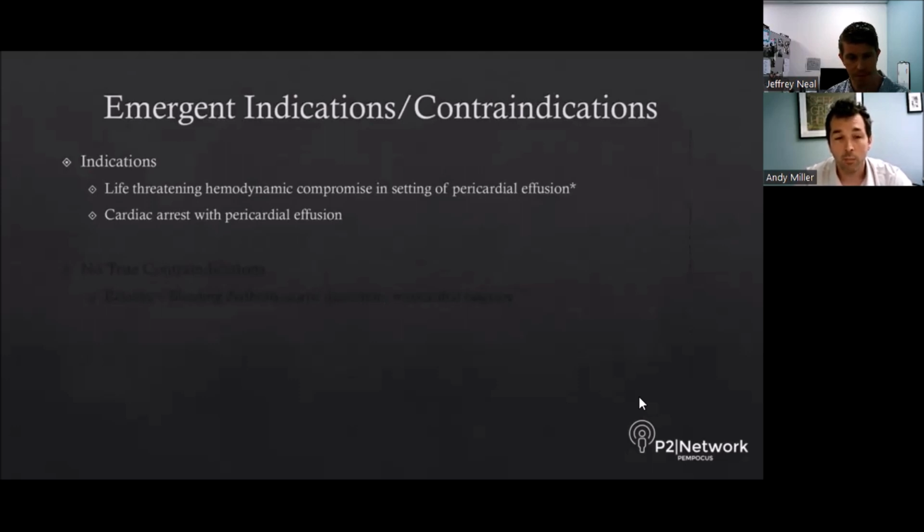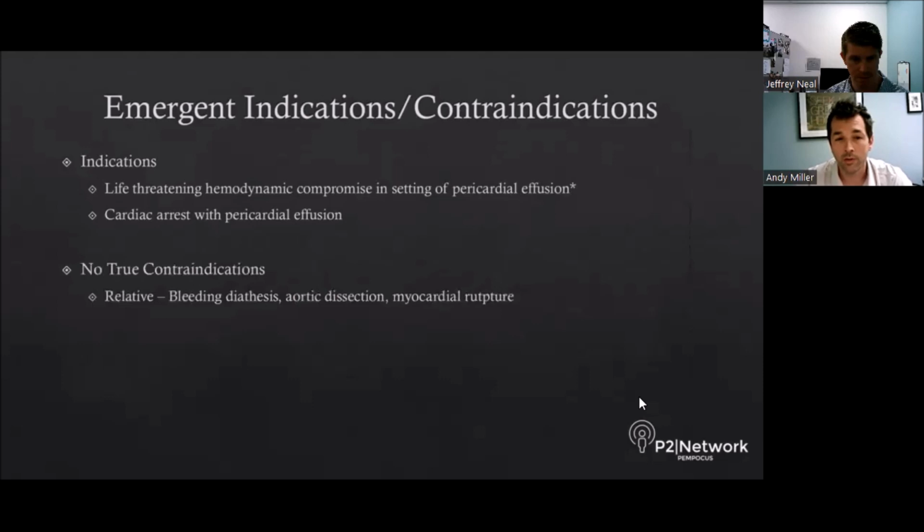However, much more the bread and butter of the pediatric emergency department setting is when there's a cardiac arrest with pericardial effusion, in which this can be a life-saving intervention to achieve ROSC. With regards to the contraindications, we are really talking about the emergent indications and contraindications of a pericardiocentesis, which in the emergent setting, there are no true contraindications. There are some relative contraindications, which you should consider related to bleeding diathesis, aortic dissection, or myocardial rupture. However, in the emergent setting, these are relative and not true contraindications.